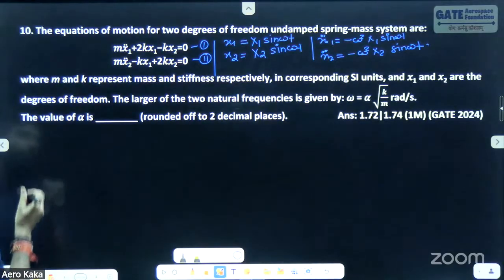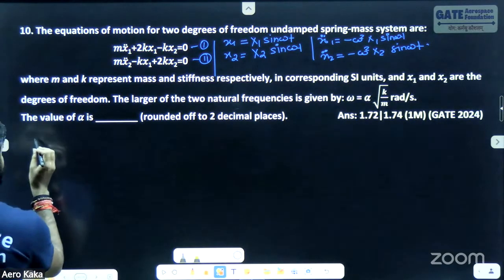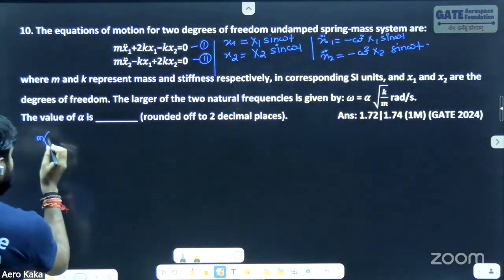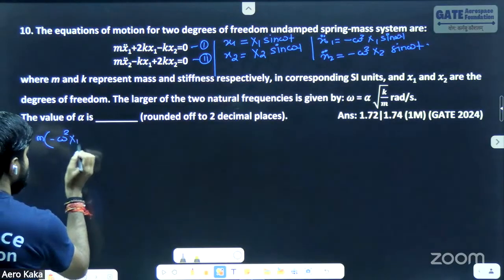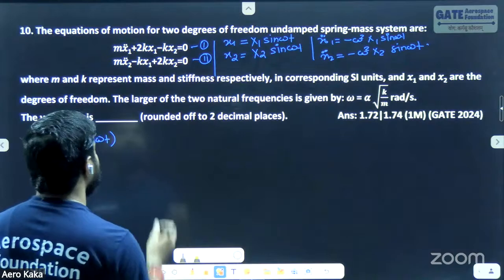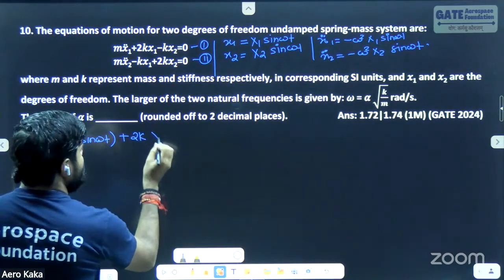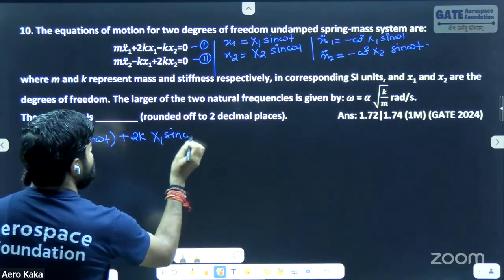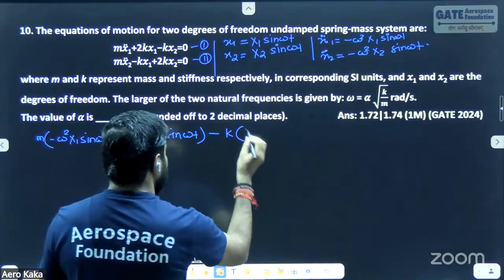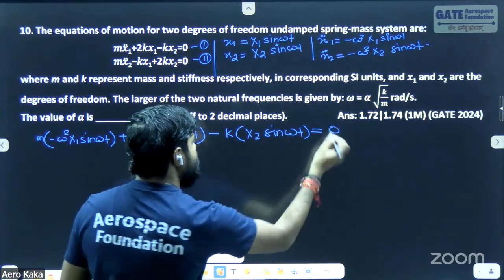So what can I write here? m in bracket minus omega square X1 sin omega t, bracket close, plus 2k X1 sin omega t, minus k X2 sin omega t is equal to 0.